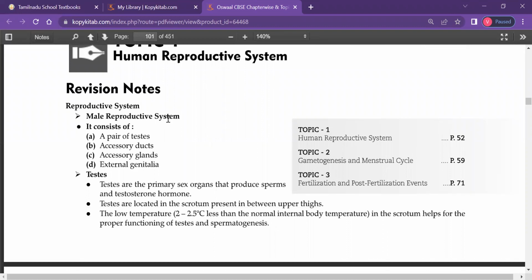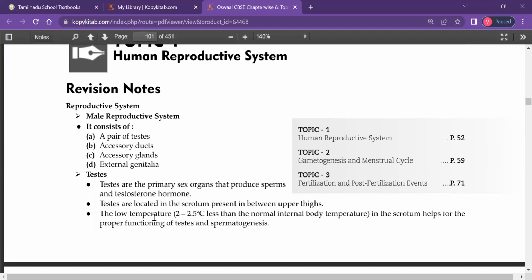The male reproductive system consists of a pair of testes, then accessory ducts, then accessory glands, then external genitalia. What are testes? Testes are primary sex organs that produce sperms and testosterone hormones. Testes are located in the scrotum, present between the upper thighs.